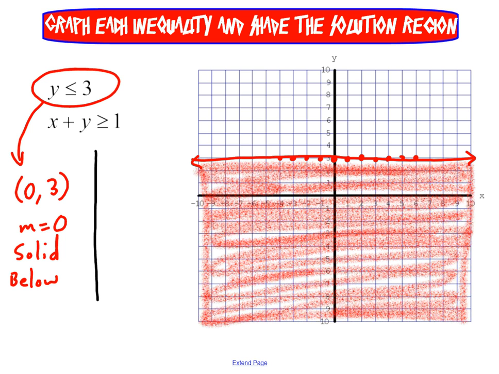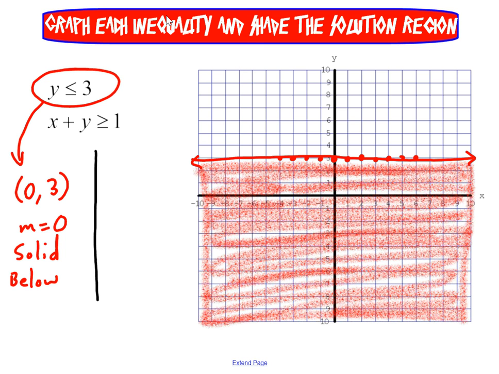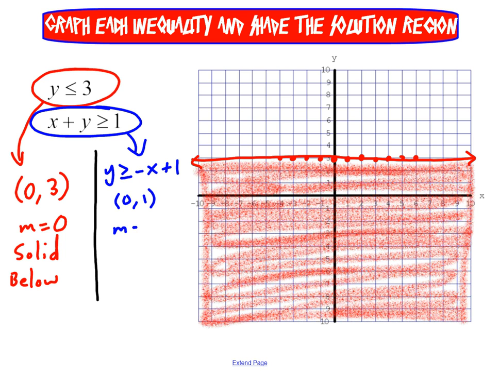Okay, now let's go ahead and do our next equation, which is not in slope-intercept form, so I need to make that happen. So the first thing I'm going to do is subtract x on both sides. So I would get y is greater than or equal to negative x plus 1. Now, my y-intercept on this problem is 0, 1. My slope is negative 1 over 1.